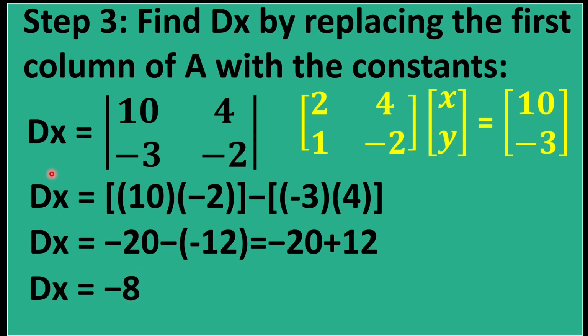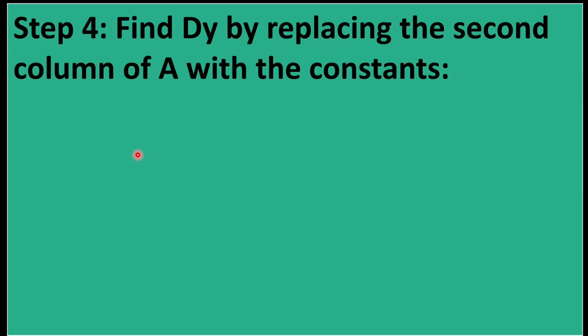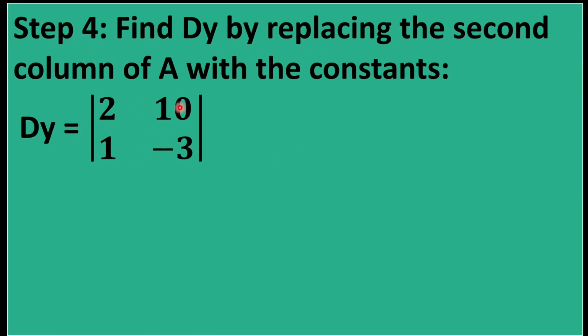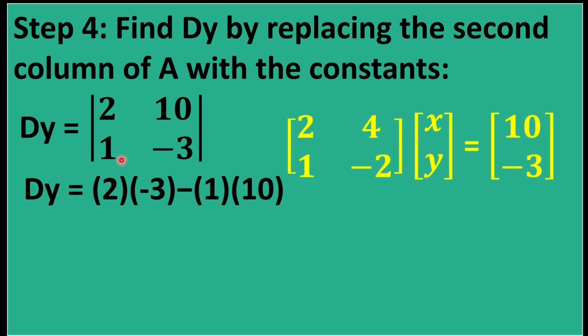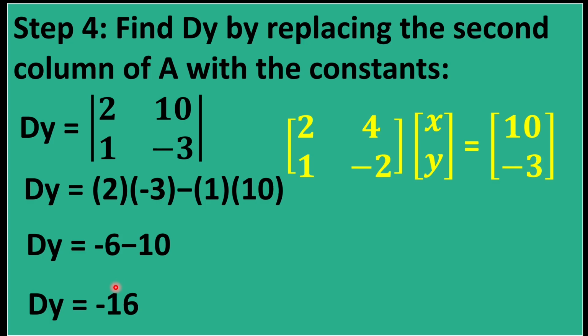In the next step, we will find Dy. How can we find Dy? For Dy, we put the constants in the second column. So this will be our step number 4. We put the constants here in the matrix and then multiply. We get 2 into minus 3, and then minus 1 into 10. So 2 times minus 3 equals minus 6, and 1 times 10 equals 10. So minus 6 minus 10 equals minus 16.